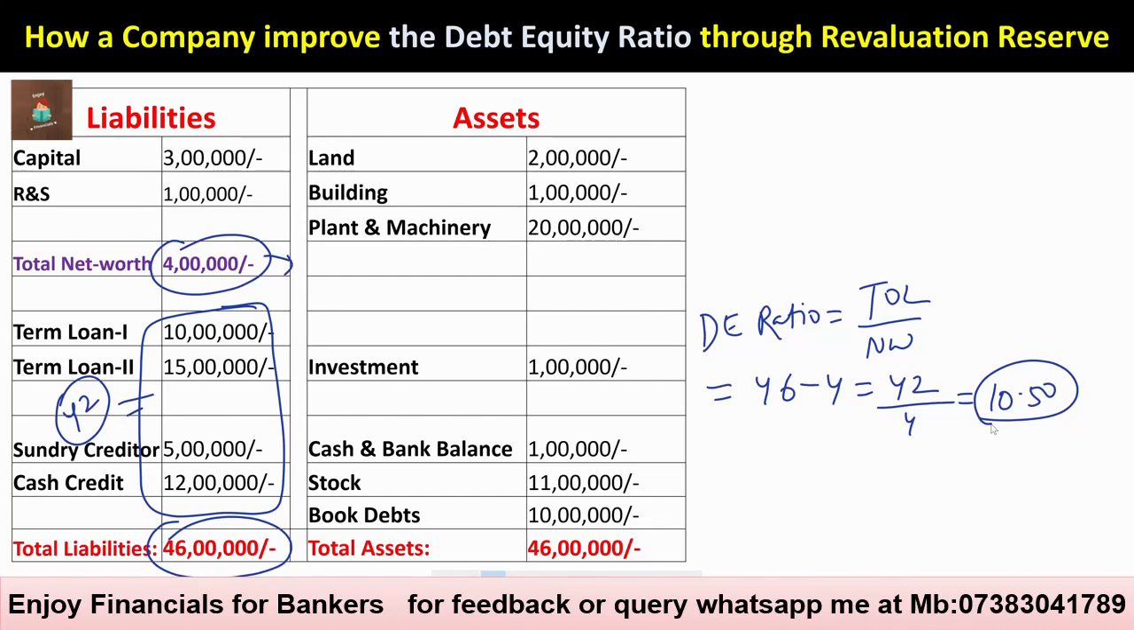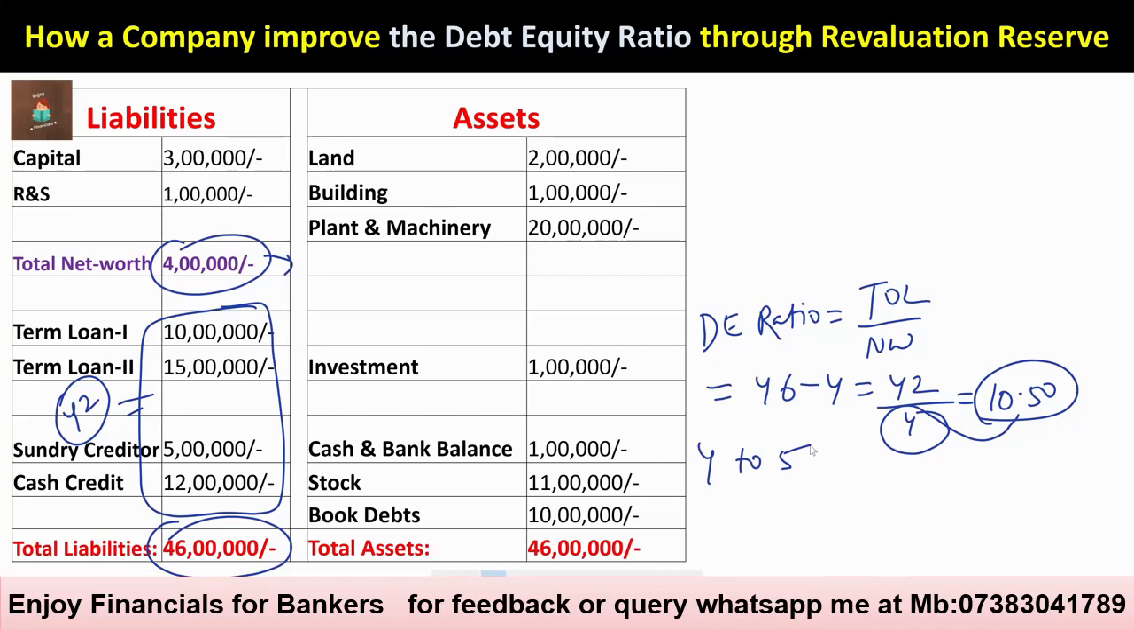So what does it indicate, friends? It indicates the company has taken 10.50 times loan from its capacity, that means from its net worth. So you can say that the company is highly leveraged. Why is the company highly leveraged? Because 4 to 5 times is considered the ideal D ratio of a company. So 10.50 is just double that ideal D ratio, right?